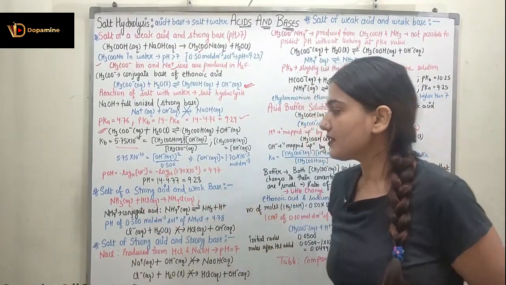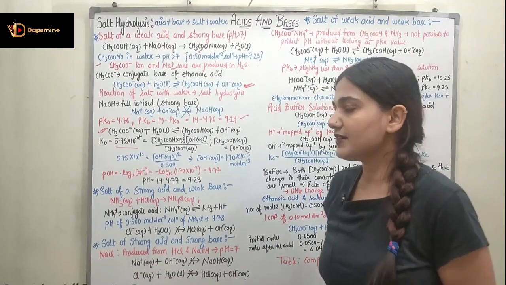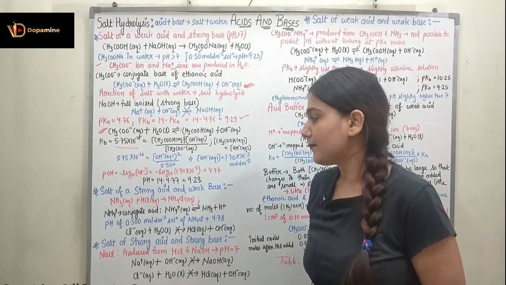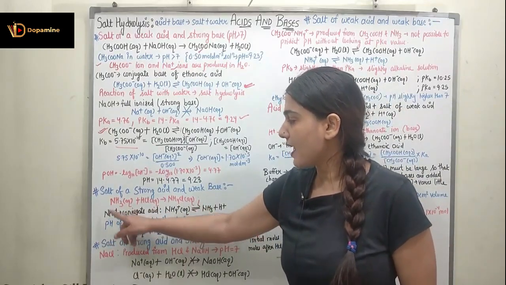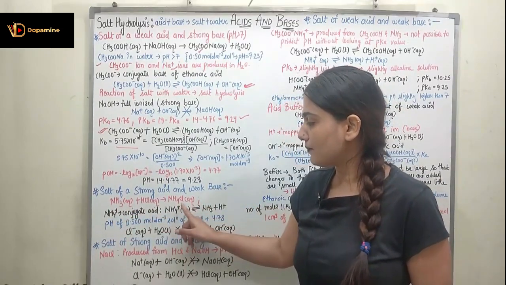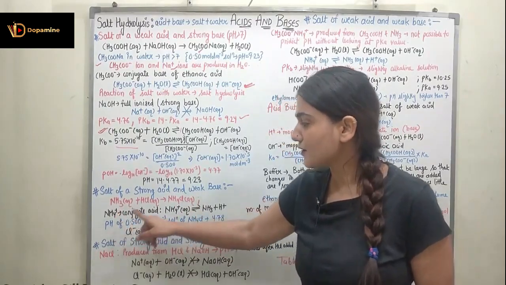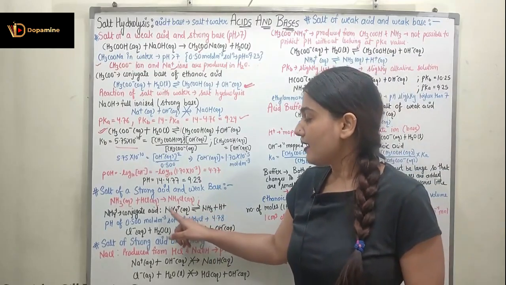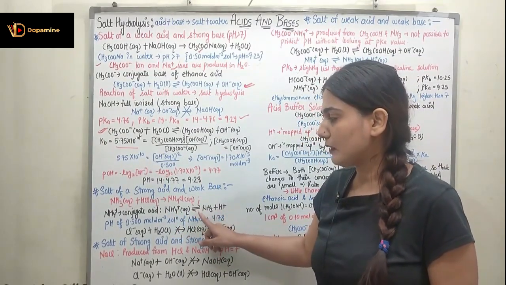Coming to the second case, salt of a strong acid and weak base. Here I am considering a strong acid like HCl and a weak base like ammonia, NH3. So it is going to produce NH4Cl. NH4 positive ion is going to be produced from this, and Cl negative ion is going to be produced. NH4 positive is a conjugate acid. The reaction we can understand: NH4 positive is going to give NH3 and H positive in equilibrium.